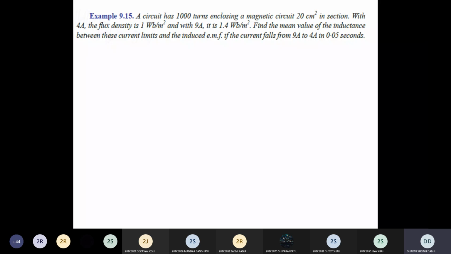So here you need to find out the self-inductance L and the induced EMF because of the rate of change of current from 9 ampere to 4 ampere in 0.05 second. So all of you calculate this. You all know the equation of self-inductance. So apply the equation of self-inductance and find it out, and then find out the self-induced EMF with this rate of change of current.